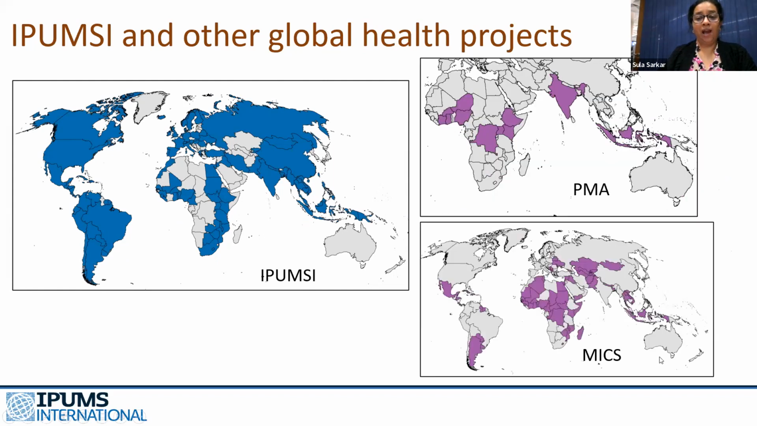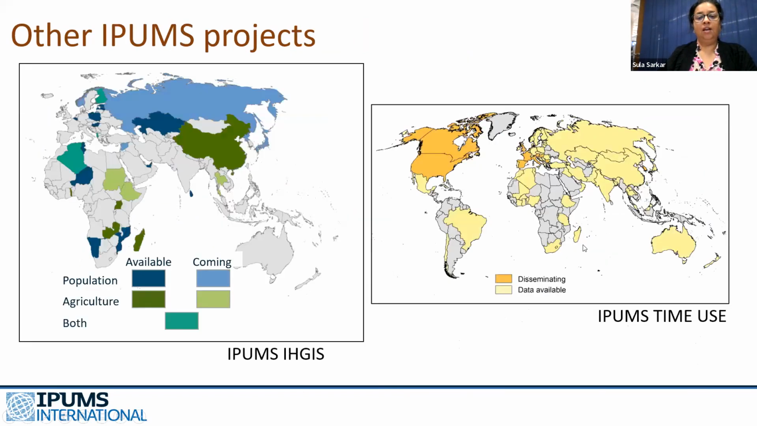Here is PMA and mix. So there are a lot of common countries. We haven't talked about these two projects, but I'm just going to throw this out there. This is an aggregate data project via IPUMS, that's the IHGIS. They are fairly new and they have a few countries. And IPUMS also has a project on time diaries, which also has data on some international data.